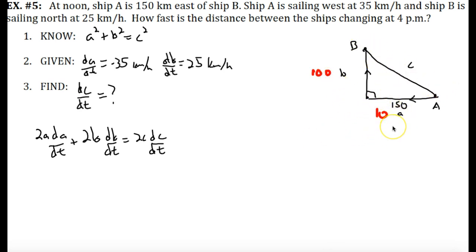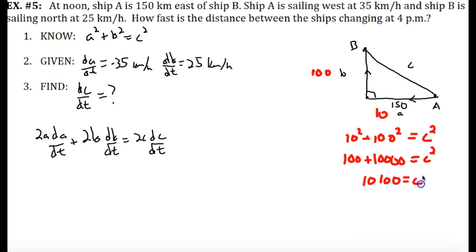I need to use the Pythagorean theorem to find C. So I can say 10 squared plus 100 squared equals C squared. And this one is not going to work out nicely. This is not going to be a perfect square. So we just end up with C equal to the square root of 10,100.